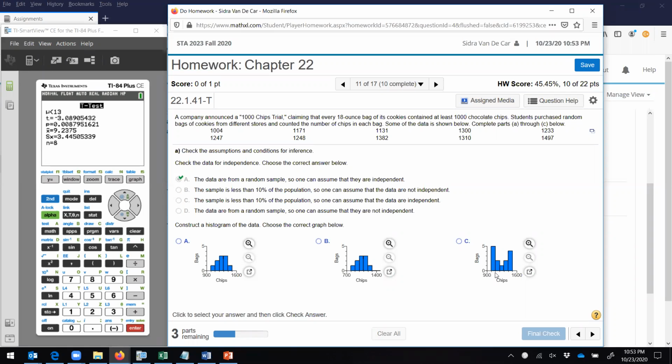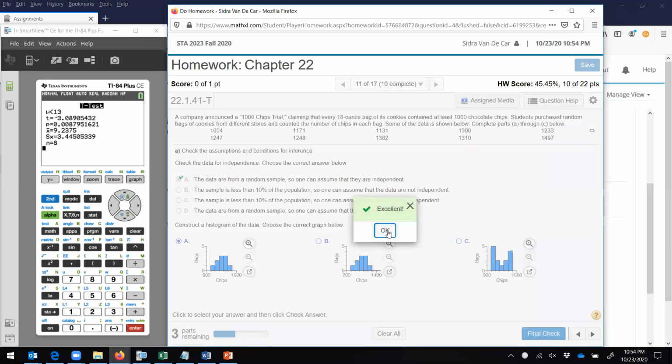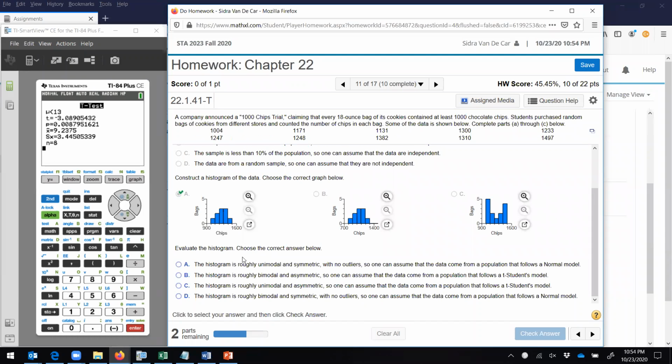Between 1,000 and 1,100, 1. Oh, that's not one. Should only have one value there. So this is the histogram. And by the way, I could have plugged those numbers into my calculator and drawn the histogram. That's roughly unimodal and symmetric, no outliers, so normal model.